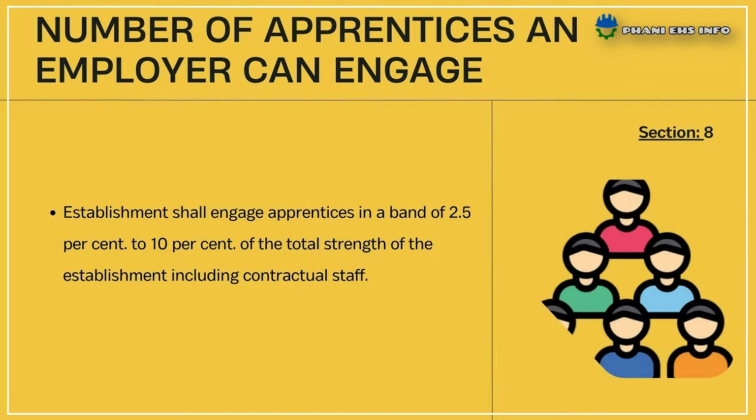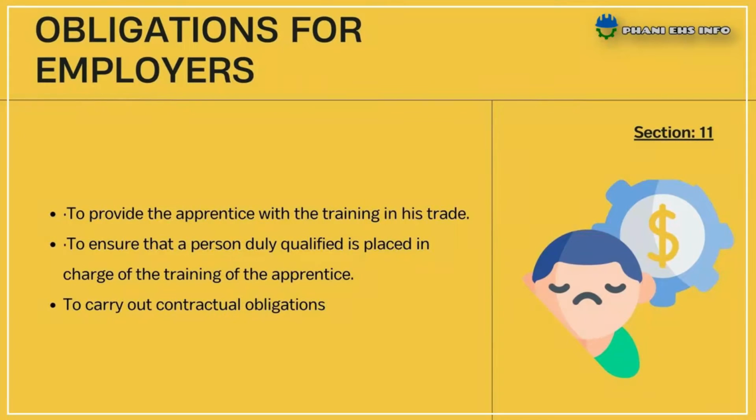Number of apprentices an employer can engage. Establishment shall engage apprentices in a band of 2.5% to 10% of the total strength of the establishment including contractual staff. Obligations for employers. To provide the apprentice with the training in his trade.